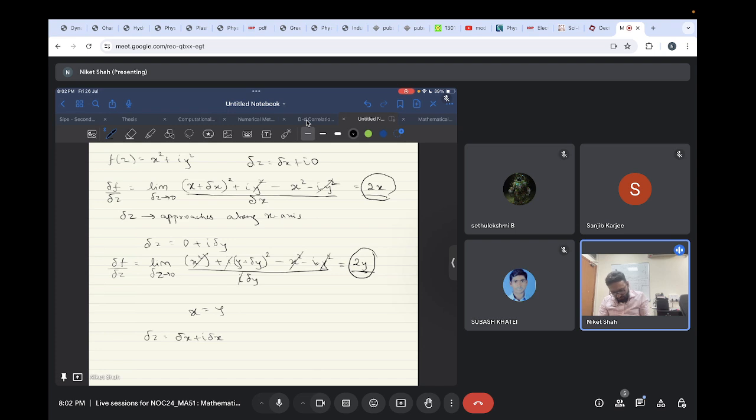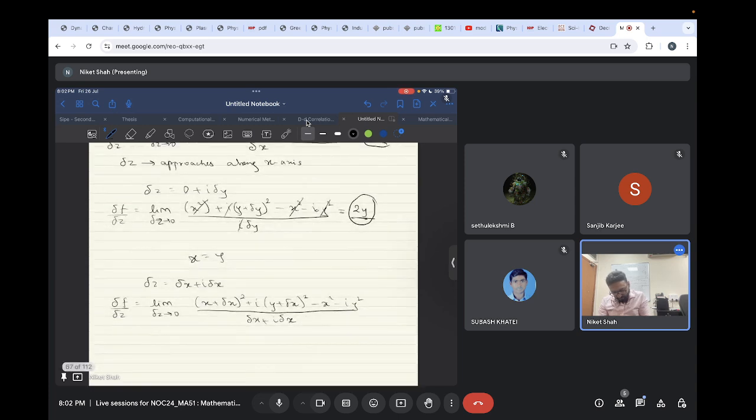Okay, so let's see if we can get some conclusive thing here. (x + del x)² + i(y + del x)² − x² − i y², divided by del x + i del x.